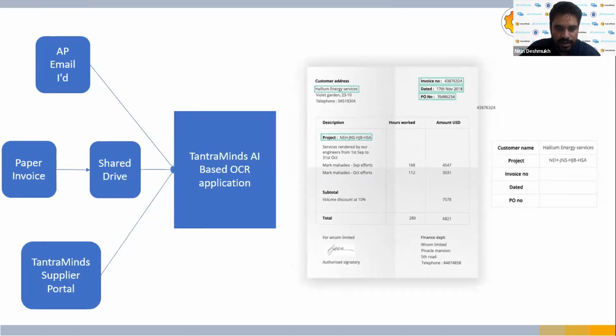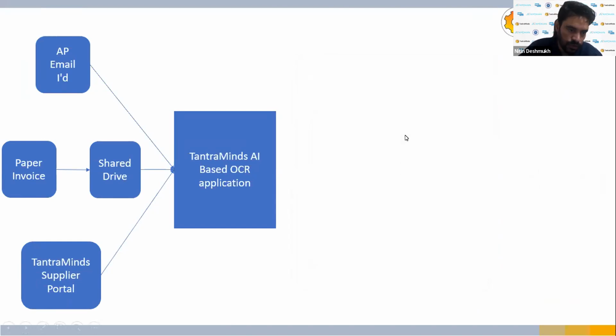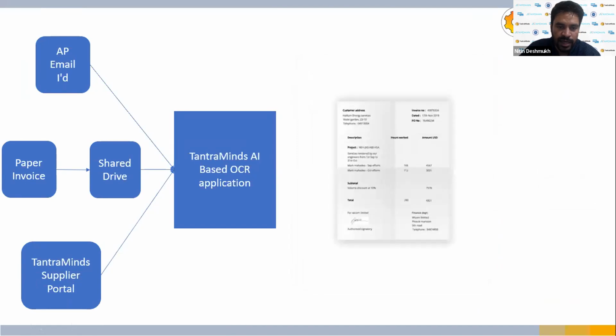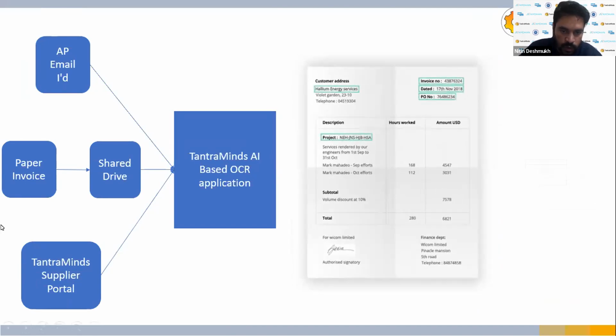This application reads the invoices from the accounts payable email ID, as you can see on the screen as well. Also, we receive invoices in the form of paper, so we have to scan those invoices and upload them to a shared drive. Then we also have a supplier portal, and using the supplier portal, suppliers are able to upload their invoices. So in three ways, suppliers are sending their invoices.